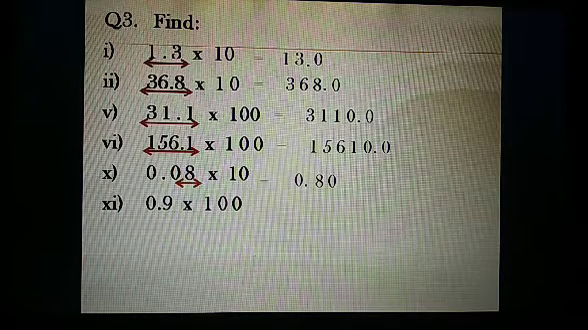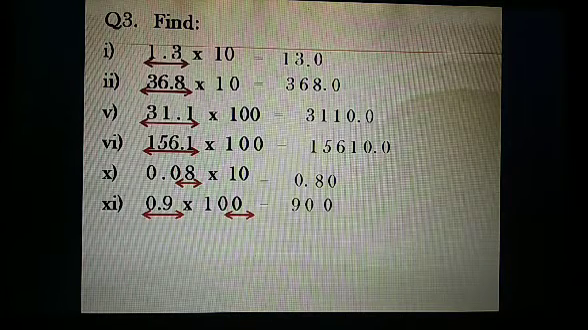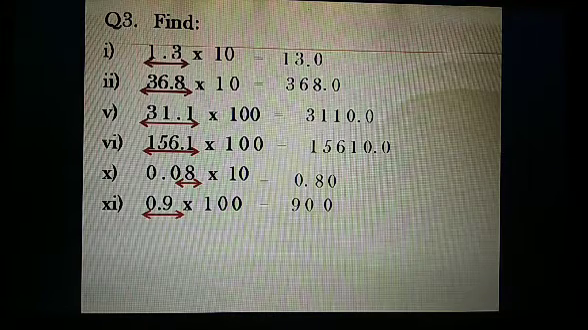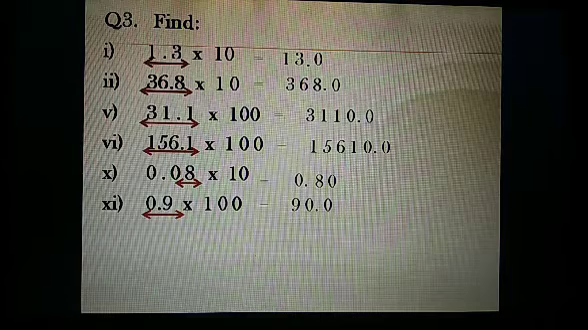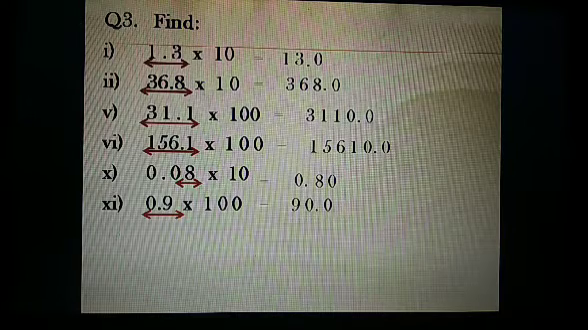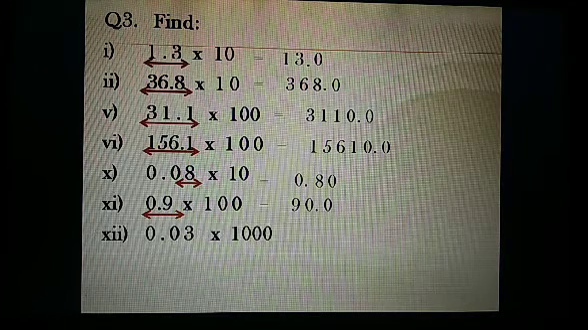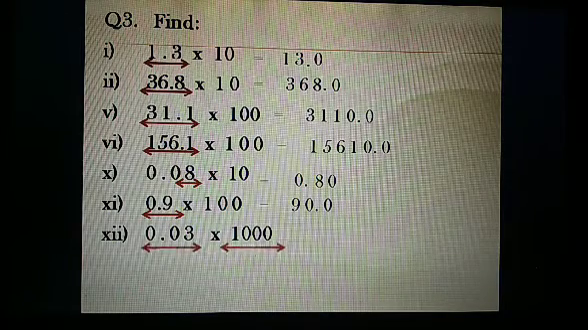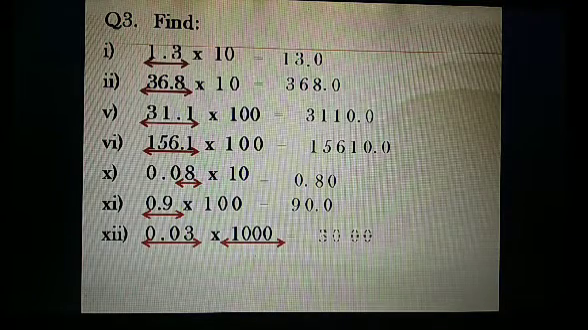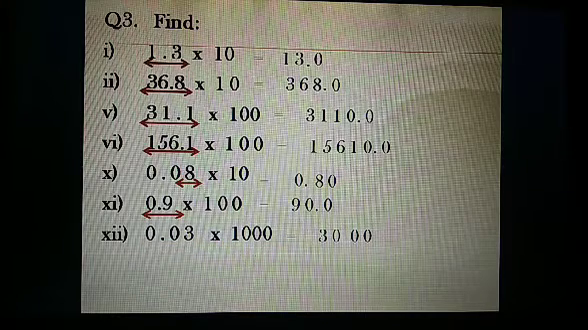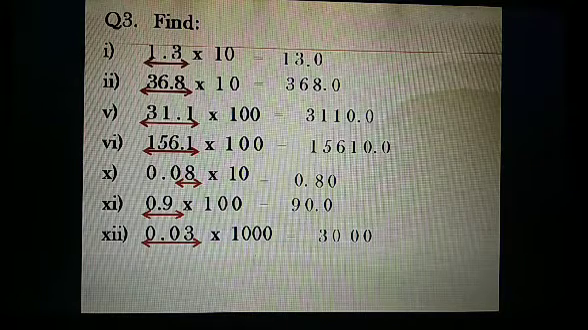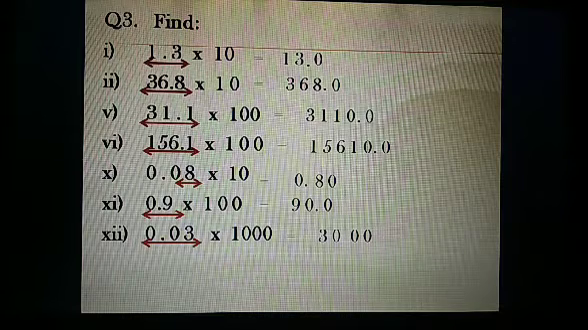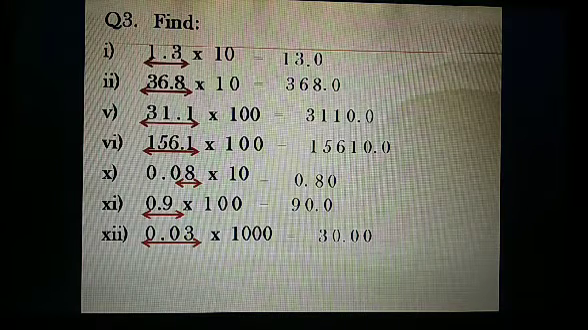Again, 2 zeros, put them at the end. You will get 900. Now the decimal has 1 digit in the decimal part. Put the dot from the right. Now here there are 3 zeros, so multiply 3 with 1000, you will get 3000. Now in the decimal, we are supposed to put the dot after 2 digits, so yes, from right.